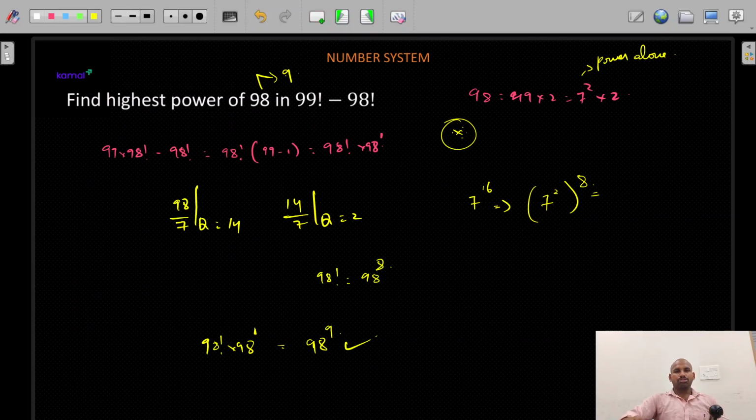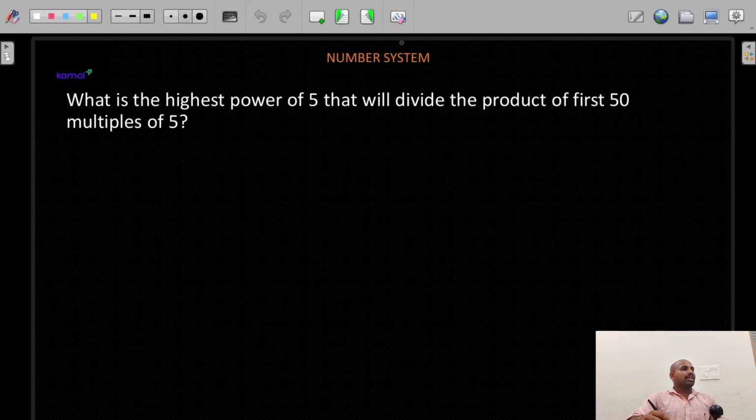I hope you understand this question also. Now let us go to the next question. What is the highest power of 5 that will divide the product of the first 50 multiples of 5? So 5 ones are 5, we have to go up to 5 fifties are 250, which means 5 into 10 into 15 and this product keeps going up to 250.